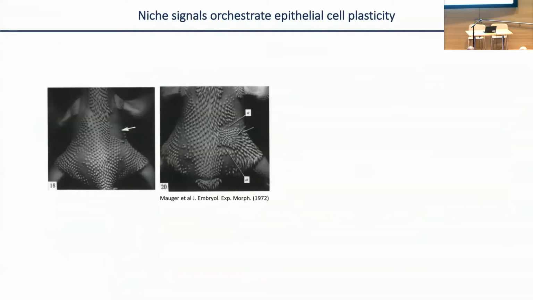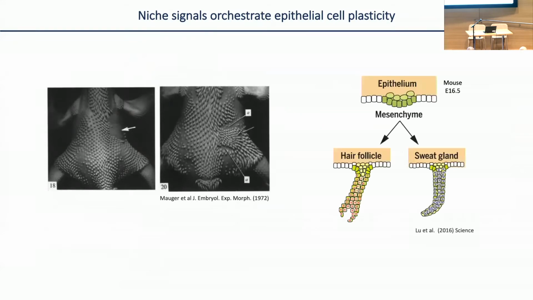the epithelium that don't have feathers can actually start developing them by simply exposing them to the stroma of skin that has feathers. These kinds of studies were followed up over the years, and more recently, the Fuchs lab showed during mouse embryo development that the epithelium is competent to form either hair follicles or sweat glands by simply regulating stromal signals.